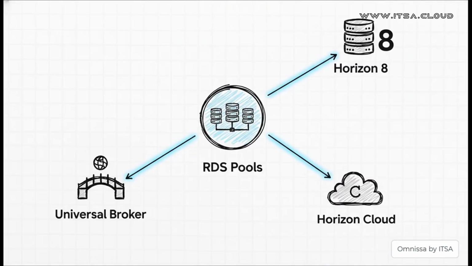And hey, make no mistake, this is a completely modern solution. RDS Pools integrate seamlessly with current platforms like Horizon 8 and Horizon Cloud. Plus, they work with the Universal Broker, which is so key for making access simple and easy for your users, no matter which data center or cloud their apps are connecting from.